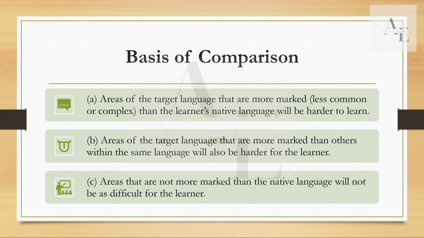And areas of the target language that are more marked than others within the same language will also be harder for the learner. So forget about the native language. The target language has different features, and features that are more marked than the others will be harder to learn. And finally, areas that are not more marked than in the native language will not be as difficult for the learner. So if there's a feature in the target language that is not more marked than in the native language, it will not be difficult for the learner to learn.